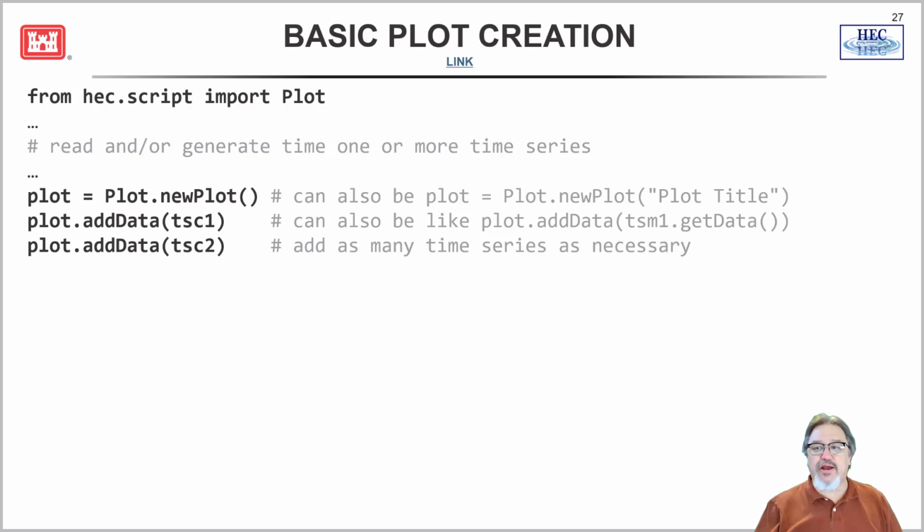So we could say tsm1.getData. Now we could capture that to a new variable, or we could simply put that whole thing, tsm1.getData, as a parameter to the add data and let it, instead of capturing to a variable name, simply capture to the parameter we are passing. Either way works. Depends on whether you have time series math or time series containers, but we have to add time series containers to plots. So we create the plot, we add data to the plot, and then we show it. That's all there is to it.